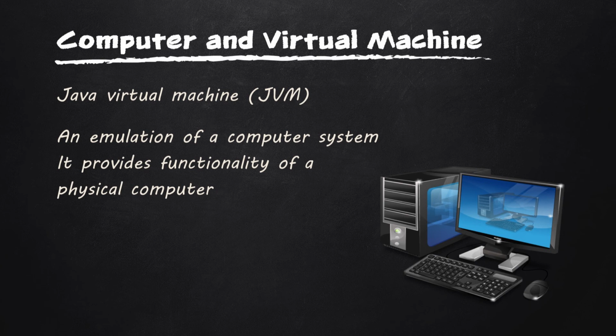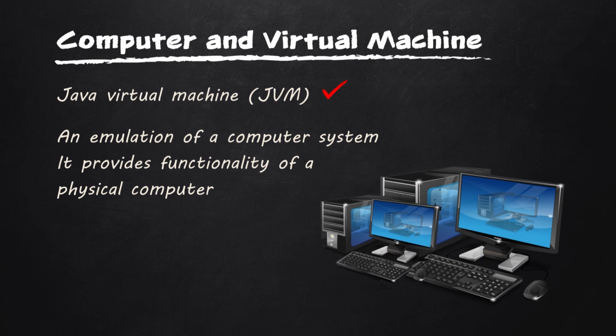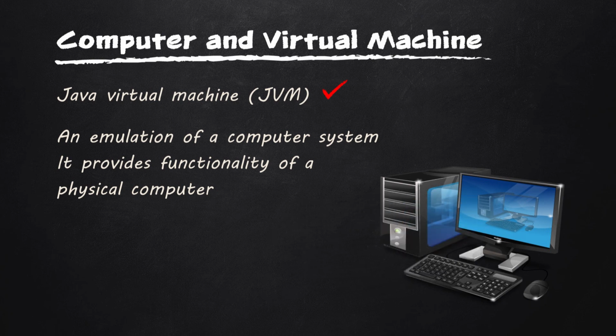The inventors of Java invented something cool called Java Virtual Machine, or JVM. Java Virtual Machine is an emulation of a computer system that provides functions of a physical machine. Or we can say, Java Virtual Machine is a software machine embedded into a physical machine. Each operating system installs its own version of the Java Virtual Machine. And as the Java Virtual Machine is friendly to Java, Java can run on any operating systems.